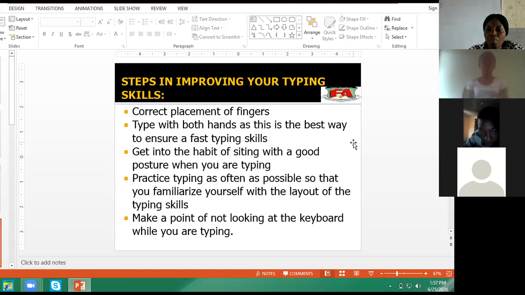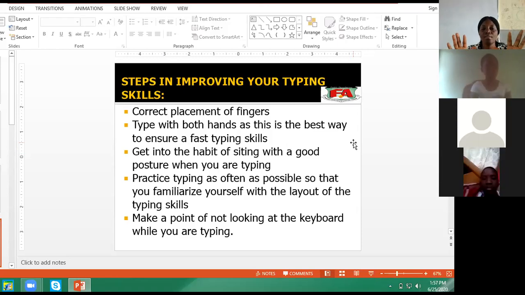So to improve your typing skill, what must you do? Correct placement of fingers. Correct placement of your fingers. What we are saying there is that your fingers must be placed on what we call home row keys. Home row, H-O-M-E, R-O-W. That is home row keys.